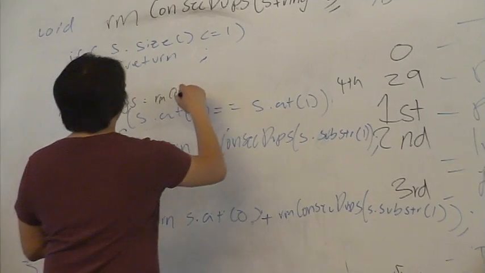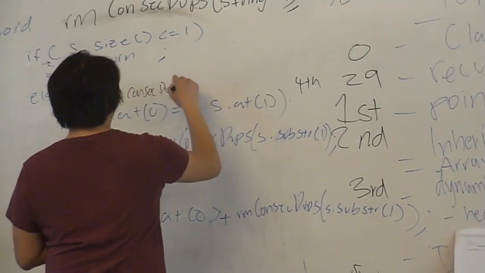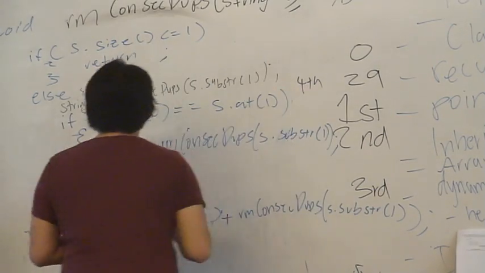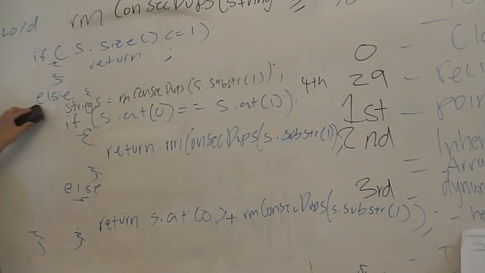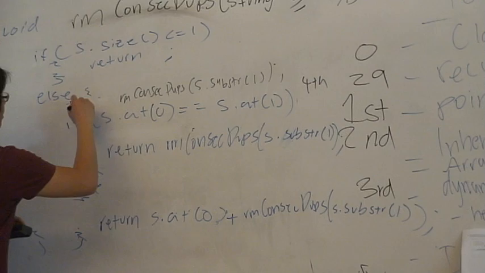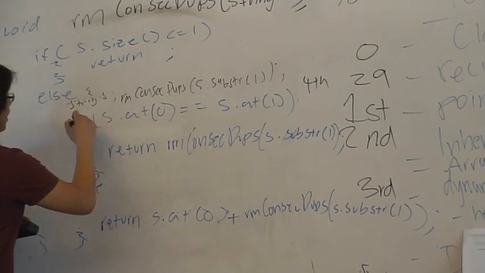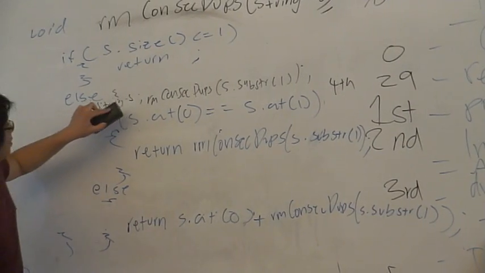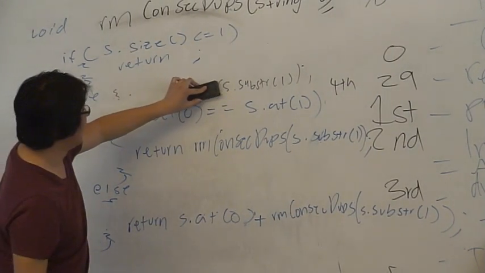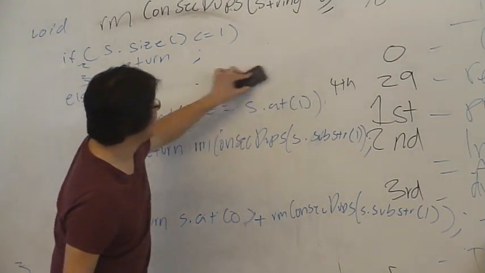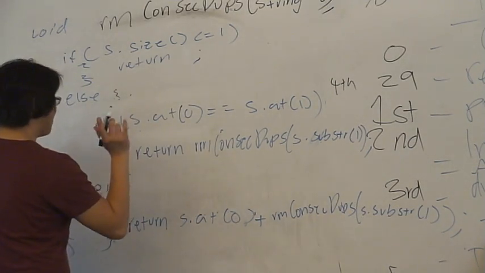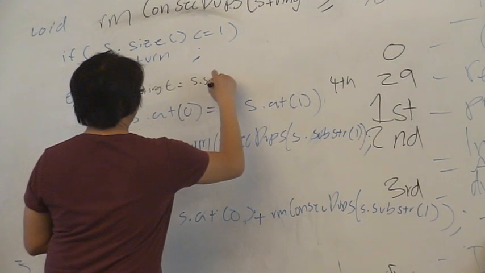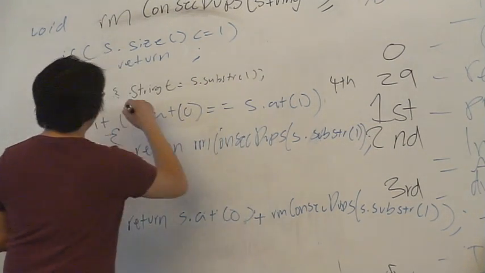Remove consecutive. That's done. Right, so the whole point of that is string S, and then remove consecutive of the substring of that. String T. This is confusing. Okay, sorry, one more time. String T is equal to S.substring, and then remove of that.